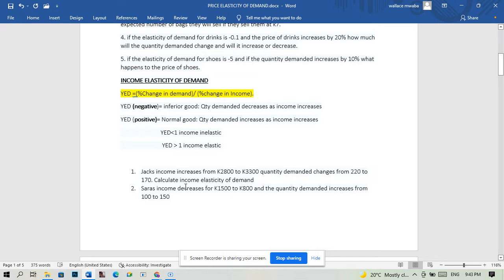Okay, so we're going to say our D1, which is the demand, is 220, and our D2 is 170. Then we will denote income as Y. So we have Y1, which is 2,800, then we've got Y2, which equals 3,300. So let's calculate the income elasticity of demand.